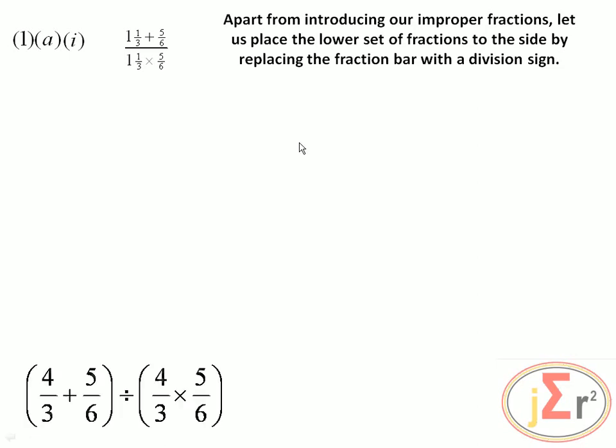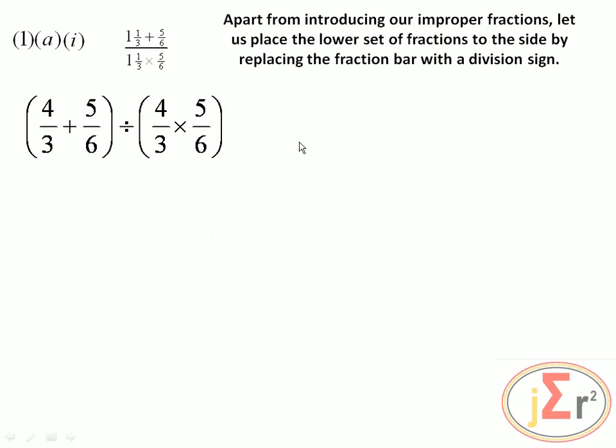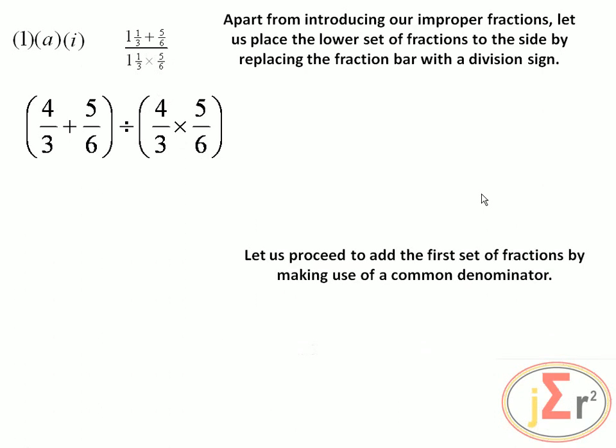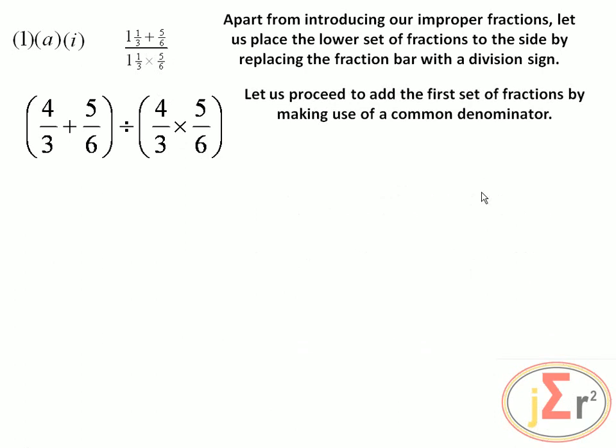Therefore, if we replace a fraction bar with a division sign, the expression would be the same. So that is what we have done right there, replacing this fraction bar with a division sign, and we are enclosing the different parts that we have. The original large numerator, we put in the first pair of brackets, and the original large denominator, we have in the second pair of brackets. Let us proceed to add the first set of fractions by making use of a common denominator.